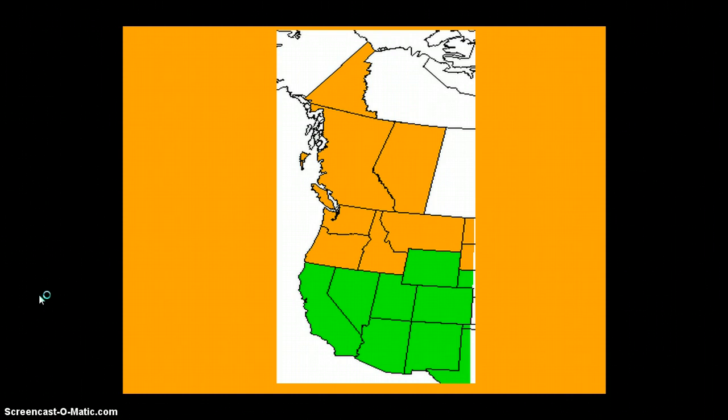Now the states that are partially split will only be covered during severe weather in that area. So if that area is experiencing weather, then we will cover the area. Other times, no.